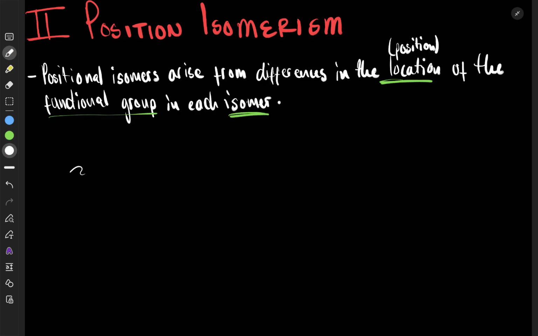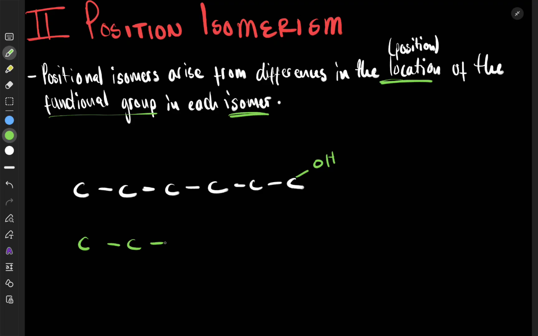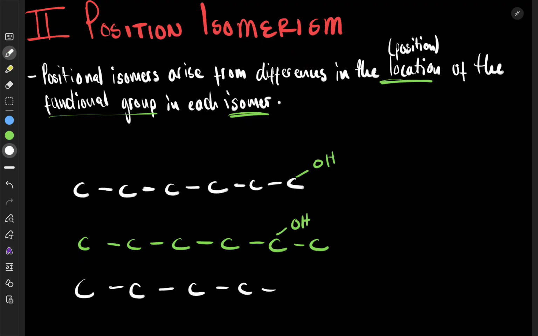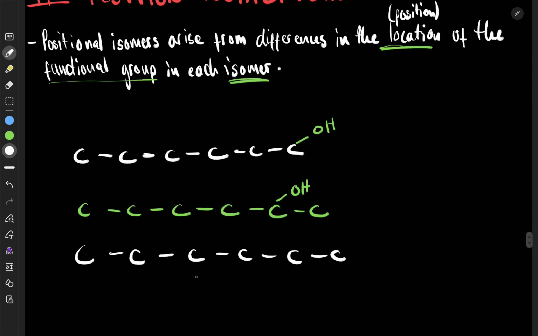We could have it like this. We can put 1, 2, 3, 4, 5 and 6. These are 6 carbons, okay? And I'll put an OH here. And I can have again 1, 2, 3, 4, 5, 6, and I'll put OH here. And again, I could have 1, 2, 3, 4, 5, 6, and I could put OH on the third one.